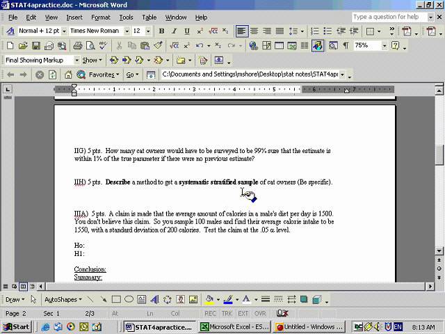Veterinarians. So let's go ahead to 3A. On problem 3 it says a claim is made that the average amount of calories in a male's diet per day is 1,500. You don't believe this claim.